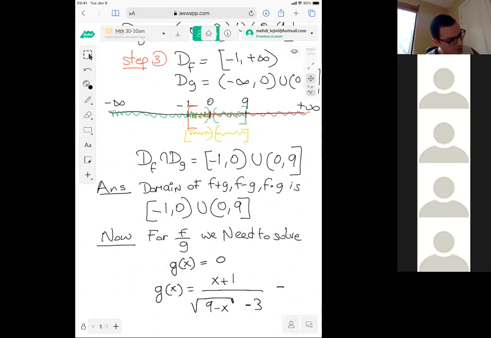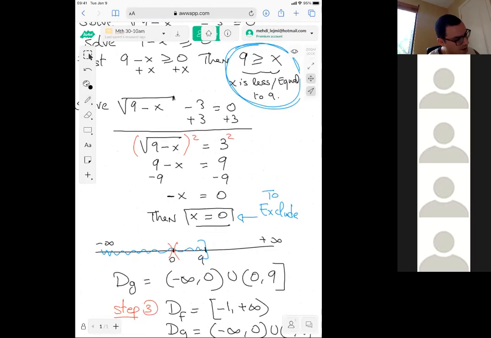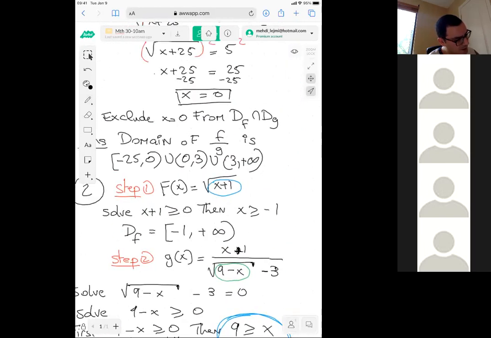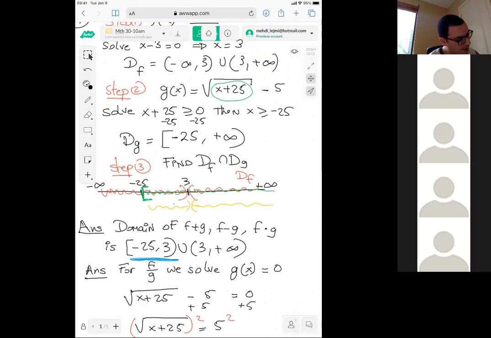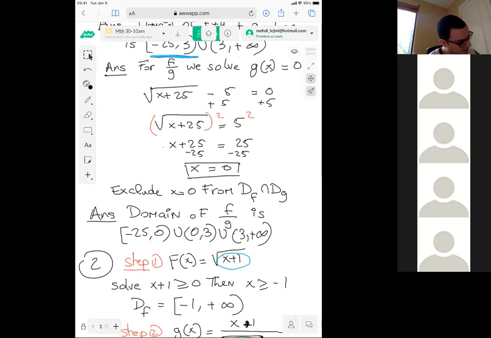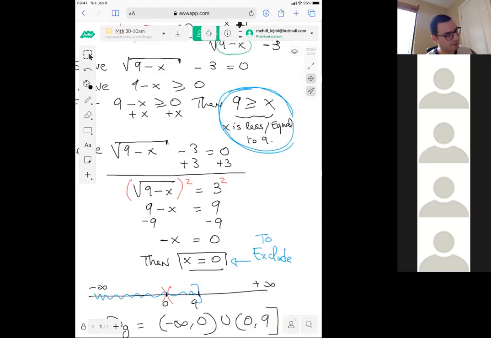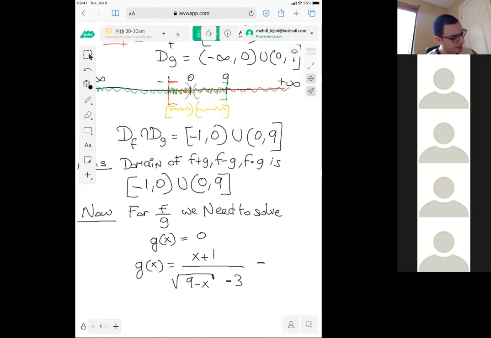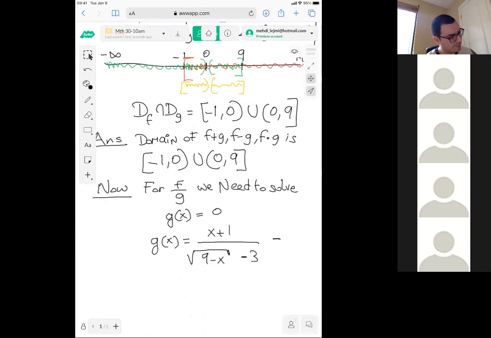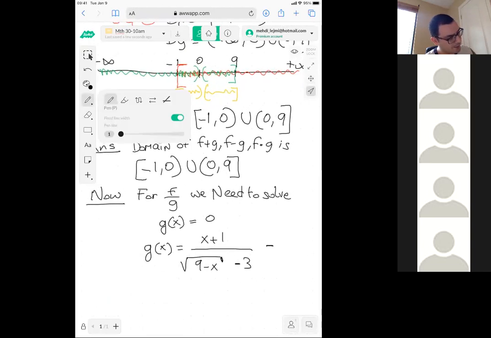Let me check again, sorry. Where's g? Yes, it's x plus 1. I'm correct, just to make sure. So it's x plus 1. Perfect. So I need to solve this equal to 0.